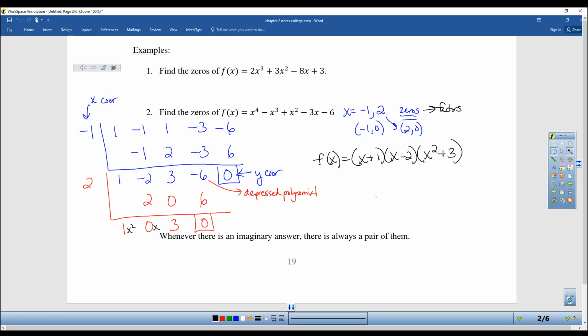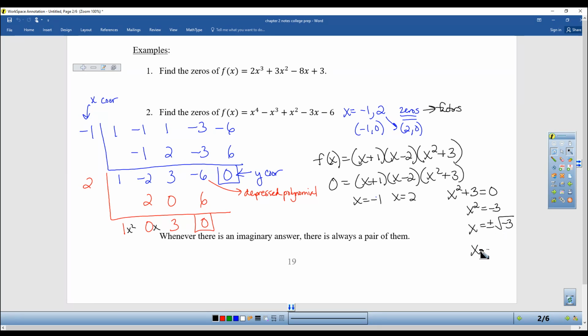So now when I want to find the zeros, if I set this equal to 0, then one of these parts must be equal to 0. So we know if this is equal to 0, it would be because x was -1. If this factor was equal to 0, it would be because x was 2. This factor isn't quite as obvious, so I'm actually going to write it out. To make this factor equal to 0, I subtract 3 from both sides, and I get x is equal to plus or minus the square root of -3.